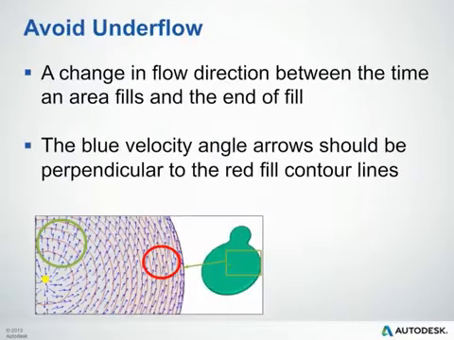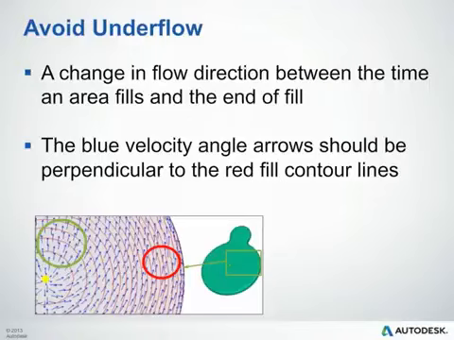We'd also like to avoid underflow. Underflow occurs when a flow front changes direction during filling. In the image below, you can see the underflow occurs because the flow front is not balanced due to the gate location. The contour lines and the velocity arrows should be perpendicular, as they are in the upper left corner of this image, indicated by the green circle.